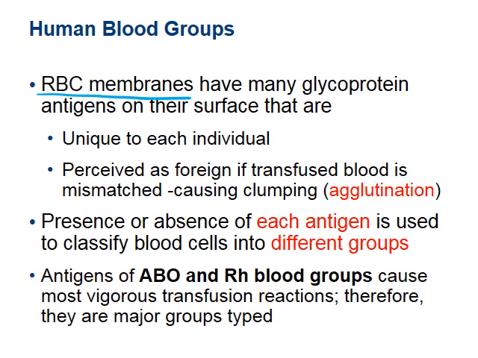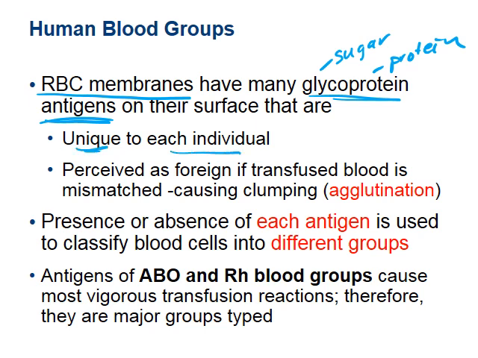So red blood cells have glycoproteins. So they have a sugar protein tag. We call that tag an antigen, something on the surface of the cell. It's unique to each individual, and it's perceived as foreign if the transfused blood is a mismatch, and we call that agglutination. So clumping is not the same thing as clotting.